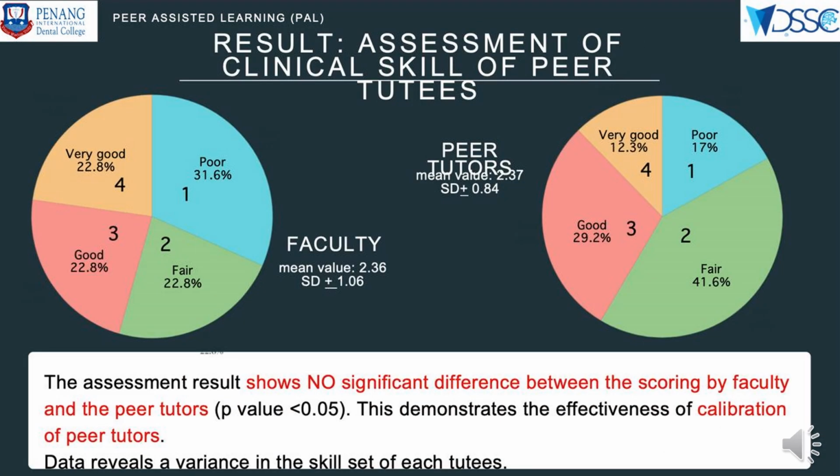Moving on to our results, this is the assessment results. We presented it in pie chart. From here, we noticed that there's no significant difference between scoring by faculty and tutors. Therefore, proper calibration has been done between the tutors.